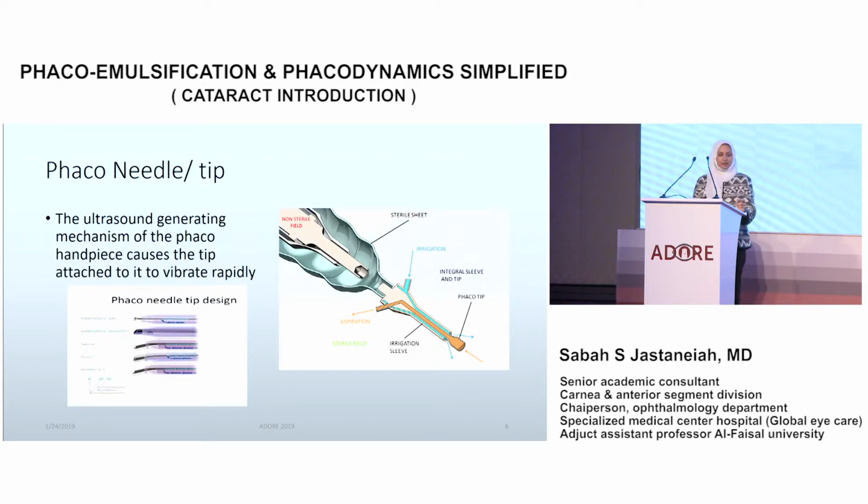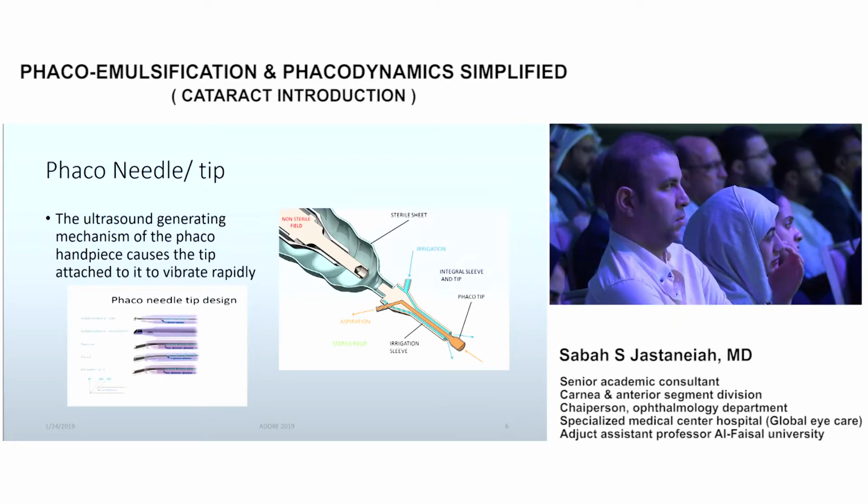These ultrasonic waves are transferred by a phaco tip or a phaco needle, and the needle has evolved from a straight tip to a curved tip, and the curves have different degrees. All are in favor of holding the piece and directing this ultrasound power directly to the nuclear part instead of wasting it into the eye.